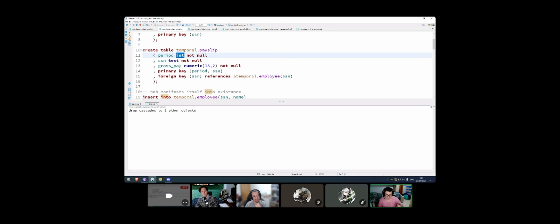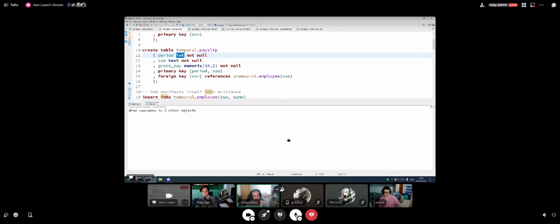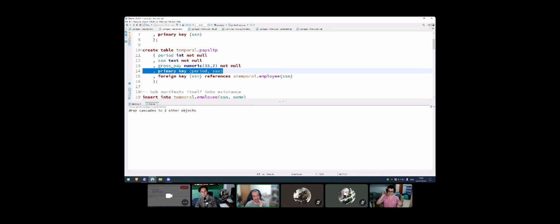And I want to point out that the primary key got an upgrade, which is interesting. That is, now we have knowledge of the past. We can have some sort of knowledge. It's not complete yet, but we have something, right? That's one of the points I made before, right?